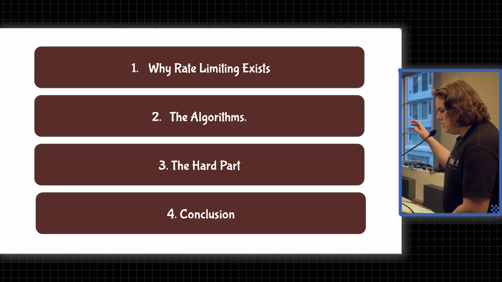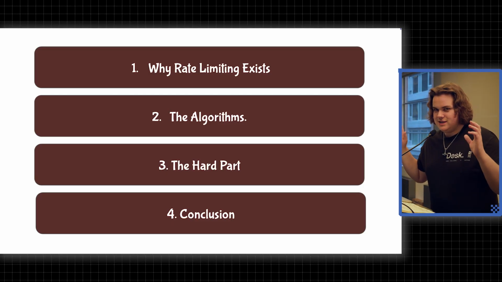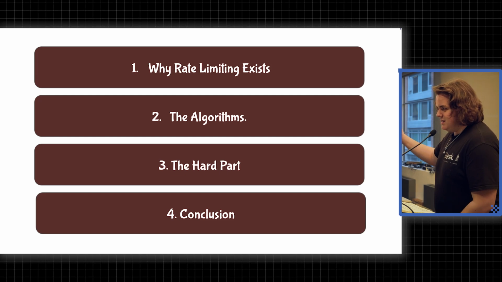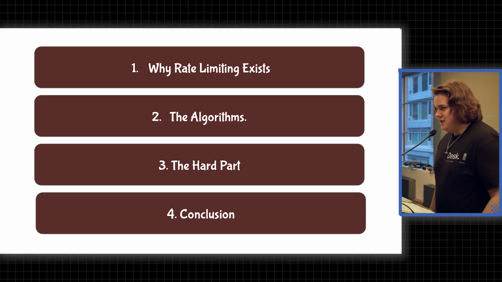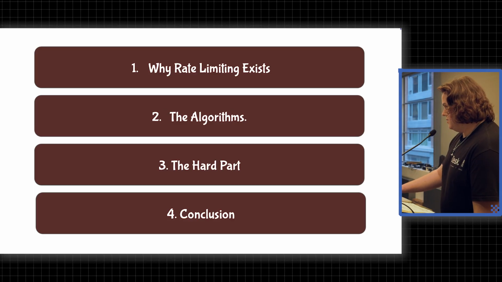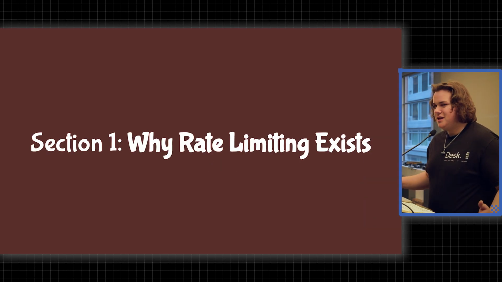So a little bit about what we're going to get into. Hopefully enough that there are some things that everyone in this room will understand. We'll start off with why rate limiting exists and a real world example. We'll get into the algorithms. We'll get into a little bit more complex part about rate limiting and hopefully a conclusion that you all will understand. So why does rate limiting exist?